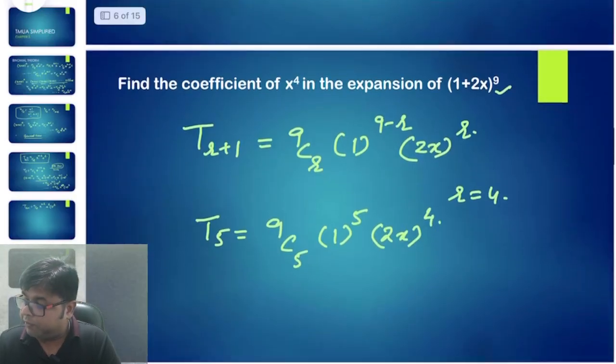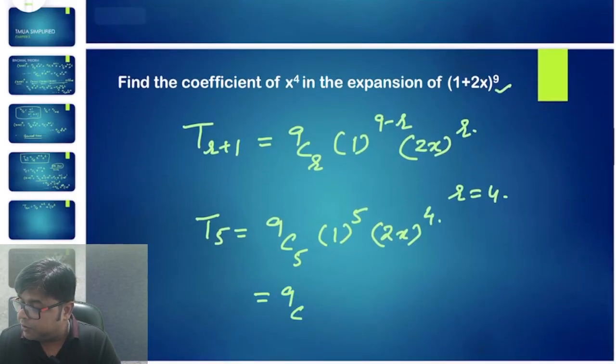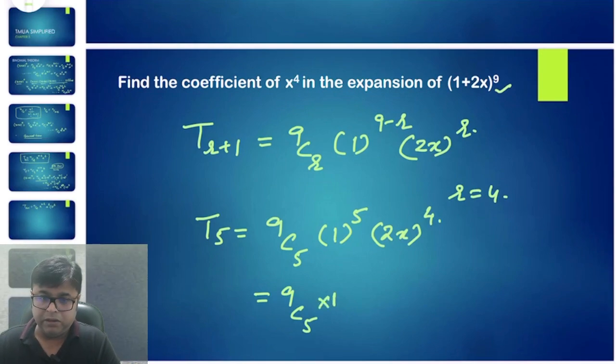So the coefficient will be 9C5 first of all, and 1 to the power 5 will be 1 only, and 2 to the power 4 also I have to take. 2 to the power 4 is 16. So this is the coefficient of x to the power 4 in this expansion. So such questions are there. So please be aware of it, that you have to take the general term and whatever the power of x is, you have to put in place of r, and then you have to check the coefficient.